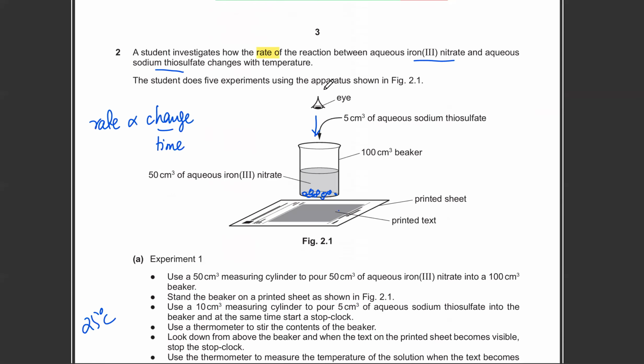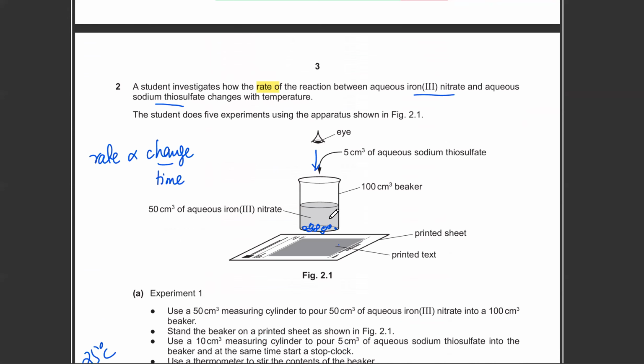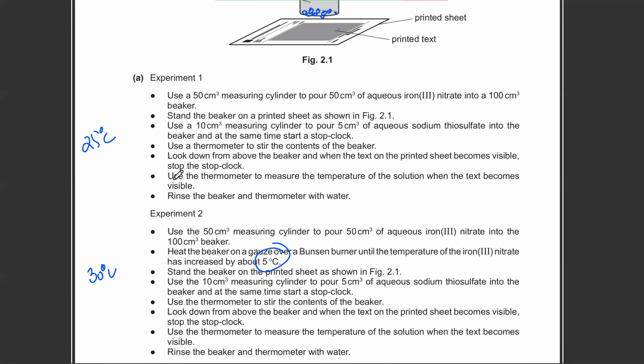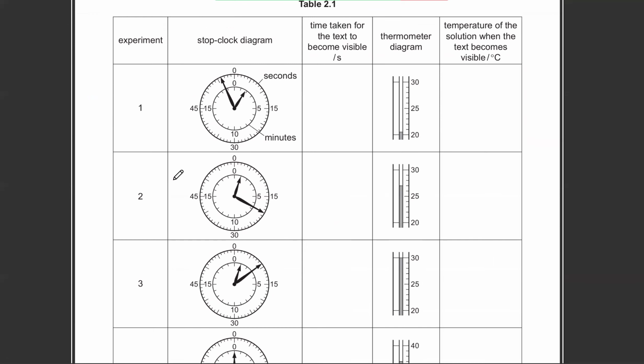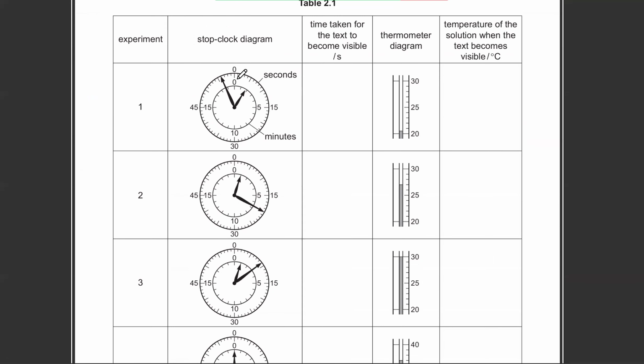So what will happen at higher temperature? The reaction will be faster, right? So it's going to stop the stopwatch quickly. The time is going to be lesser and lesser. Now tell me the time, what is the time for the first experiment?